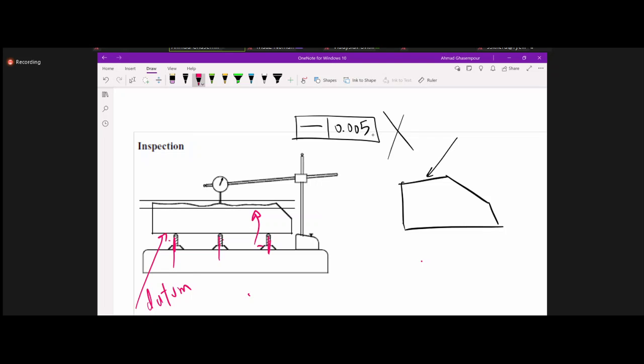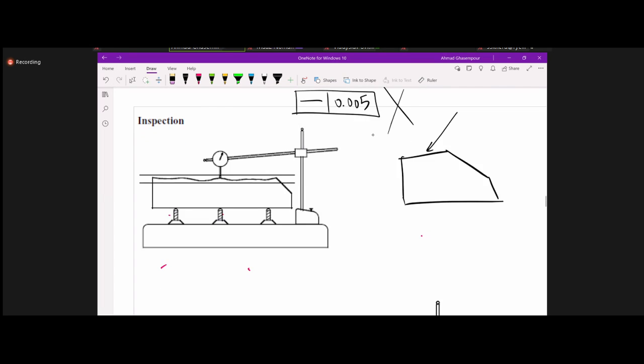Even if you have a CMM, that still requires additional steps. CMM is coordinate measuring machines, right? So because the tolerance itself doesn't have a datum, it's kind of hard to inspect it.